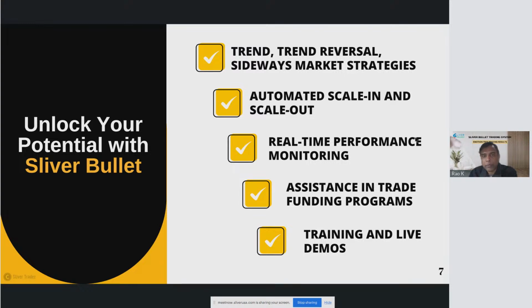Another feature of our system is we provide assistance in getting funded trading accounts. How these accounts work is these work on the basis of subscription. You pay monthly subscription to acquire those accounts. Those subscription prices are very nominal, very inexpensive, but passing is difficult. And our job through Sliver Bullet trading system is to make that passing easy, super easy.